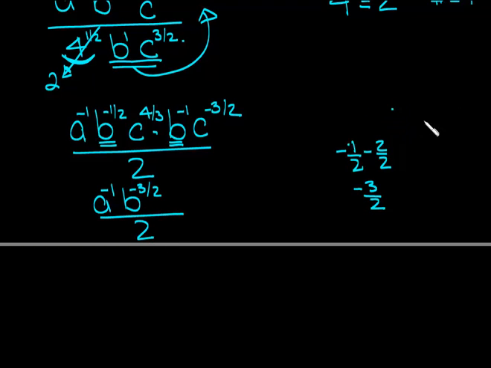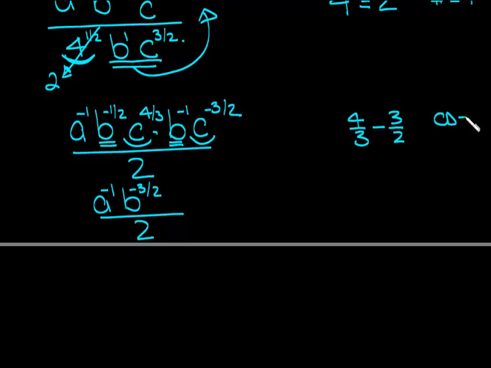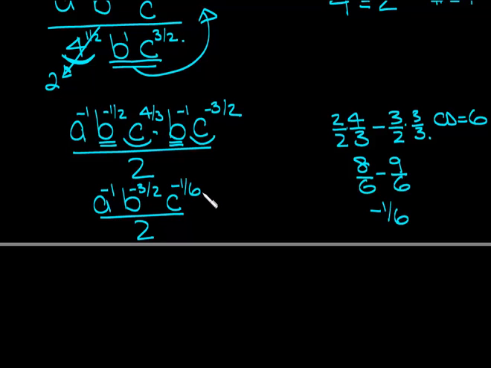Same thing with c now. Let's do c. I have a c term here and here. They're the same base. I can add the exponents. So we get 4/3 minus 3/2. The common denominator is 6. So you multiply this by 2 and 2, and this by 3 and 3. So we get 8 over 6 minus 9 over 6. So we end up with -1 over 6. C raised to -1 over 6.